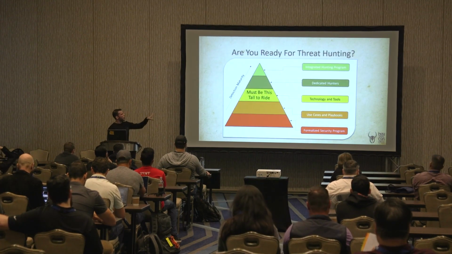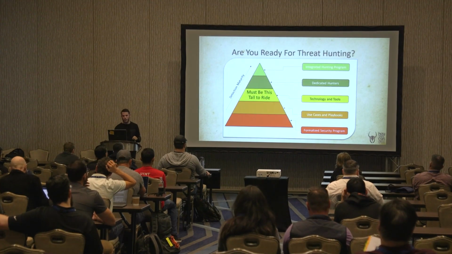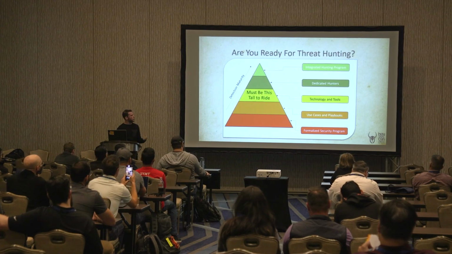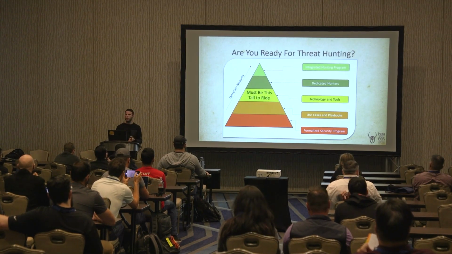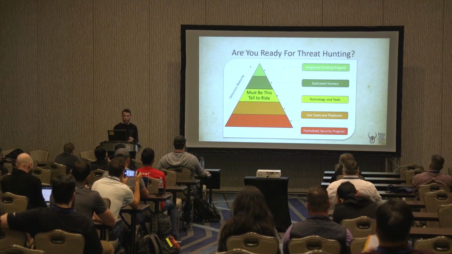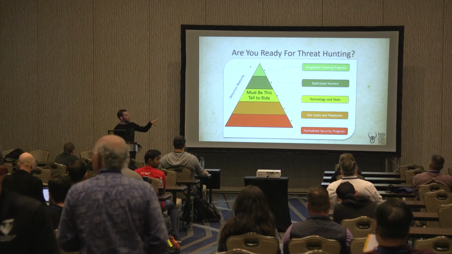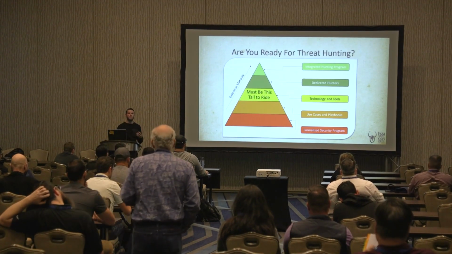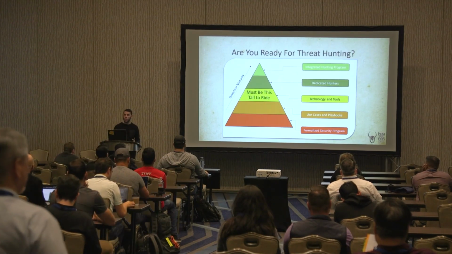So here's a cute graphic about how to depict that. There's a detection maturity pyramid here. The very bottom three are the ones that you need at a very basic level to perform threat hunting effectively at scale. If you are missing technology and tools, or you're missing use cases and playbooks, or you're missing formalized security programs, you'll find issues with trying to introduce a threat hunting program pretty early on, right?